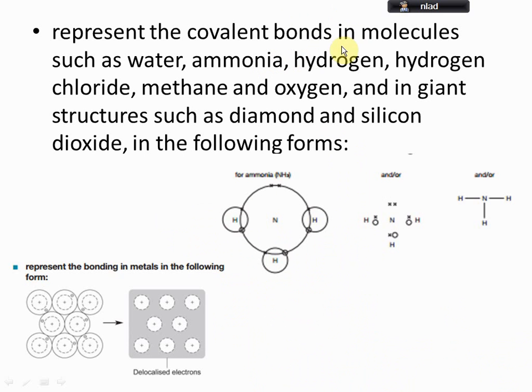Next, represent covalent bonds in molecules such as water, ammonia, hydrogen chloride, methane, and oxygen. You need to know covalent bonds in each of those, and also in giant structures such as diamond and silicon dioxide, in the following forms. Here's one way to represent covalent bonds. You can see that they're sharing electrons here. There's one electron from the hydrogen in there, one electron from the hydrogen in there, and an electron from the nitrogen as well. Or you could draw them like this, where there are dots and crosses that represent electrons coming from different particles. Again, the crosses are coming from the nitrogen, and the dots are coming from the hydrogens. In this one over here, you can see the bonds as straight lines. You need to understand that each of these are different ways of representing covalent bonds.